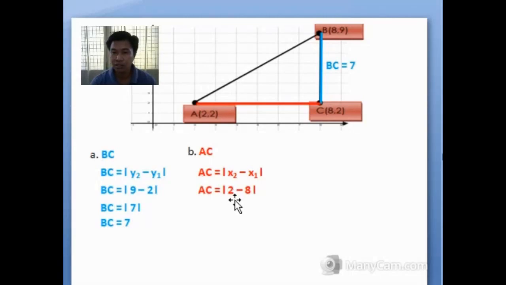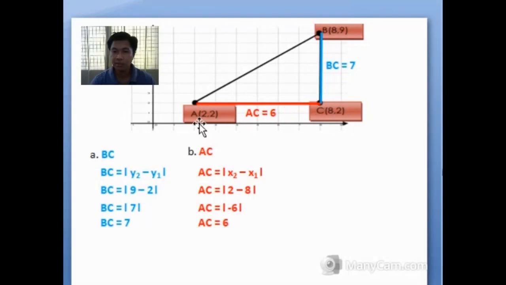Substituting the given values, we have x sub 2, which is 2, and x sub 1, which is 8. Subtracting the 2 numbers, we have negative 6. Taking the absolute value of negative 6 will give us 6, and therefore the number of units between point A and point C is 6 units.